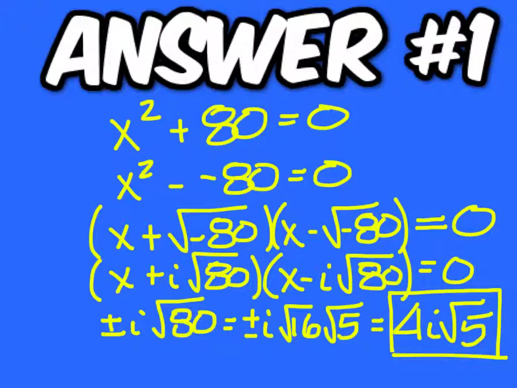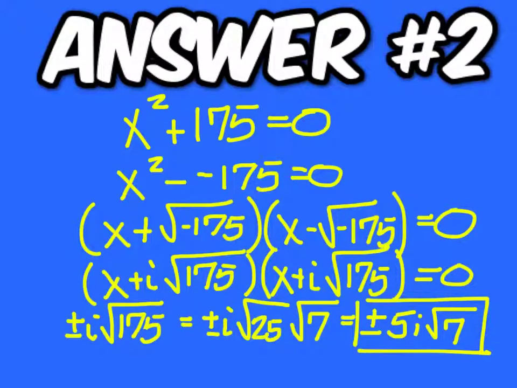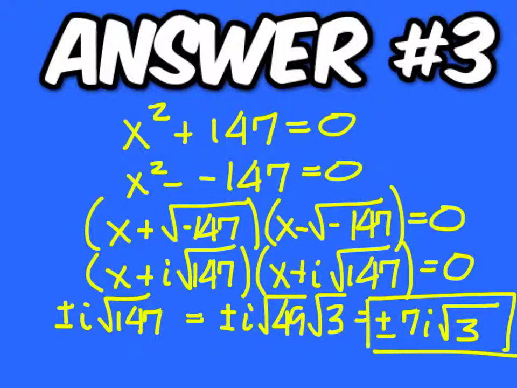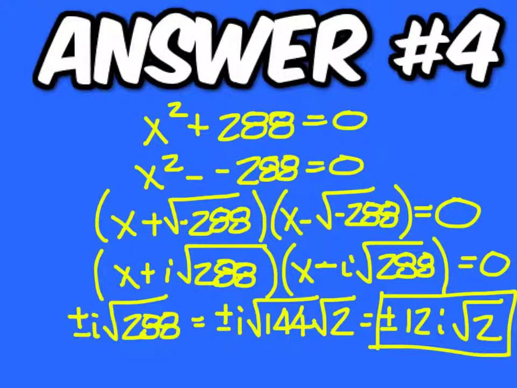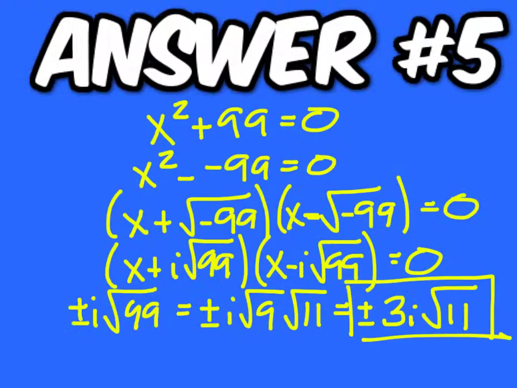Number 1 is 4i square root of 5. Yeah, on this first one here, it should be plus or minus in there. I left that out. 2 is plus or minus 5i square root of 7. I can't remember if I said plus or minus on the first one. And on the third one, plus or minus 7i square root of 3. 4 is plus or minus 12i square root of 2. And number 5 is plus or minus 3i square root of 11.